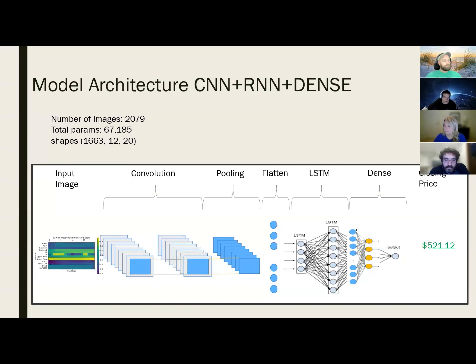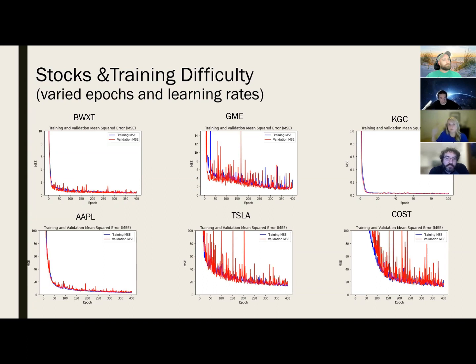So for an example, I sent in 2,000 images, and the model had 67,000 parameters when run. Here are some of the example outputs, and I really want to emphasize how each stock, as you input it into the model, reacts differently. Some stocks react to these indicators differently than others. And you can see how the training was much fuzzier, and required more or less time, according to which stock was put in.